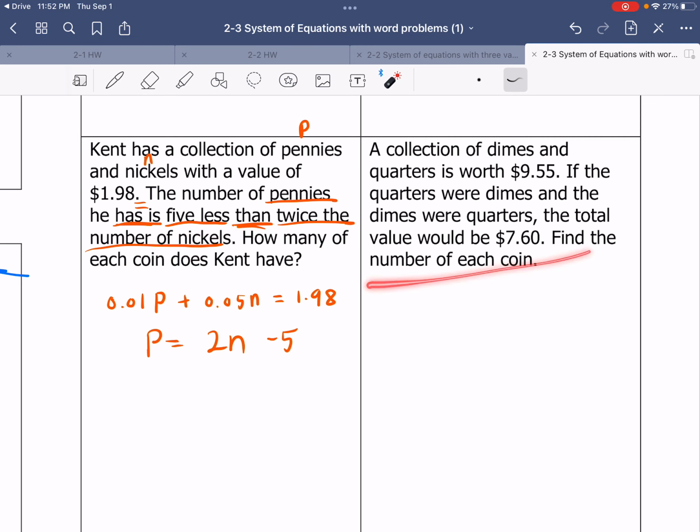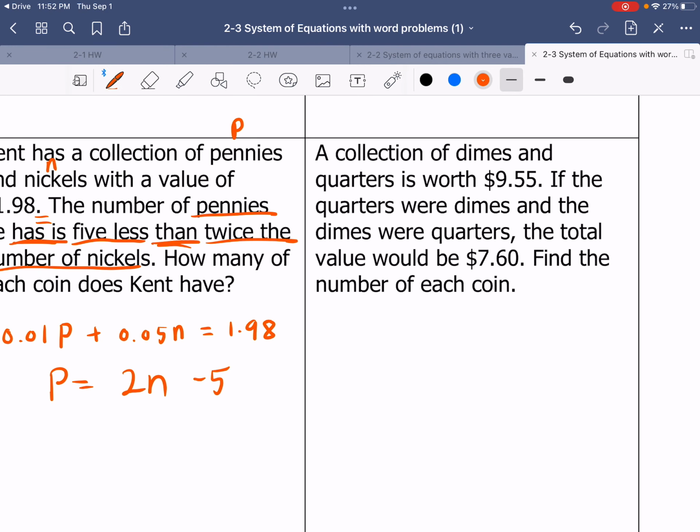Now try this question by yourself. I will just write down the answer, but you should do it by yourself. Dime is 10 cents, by the way. So 0.10D plus quarters 25 is $9.55. I said if the quarters were dime and dimes were quarters, which means if you switch these two, this will become this.